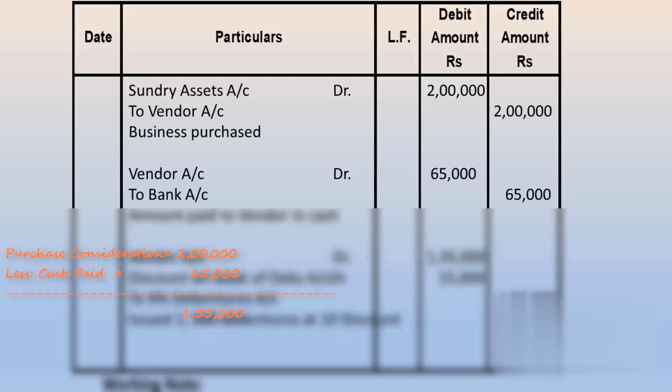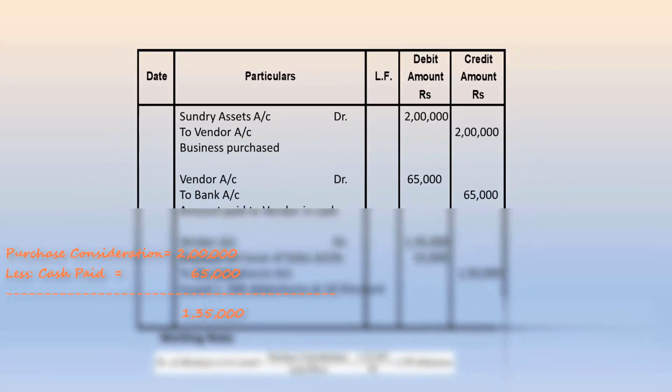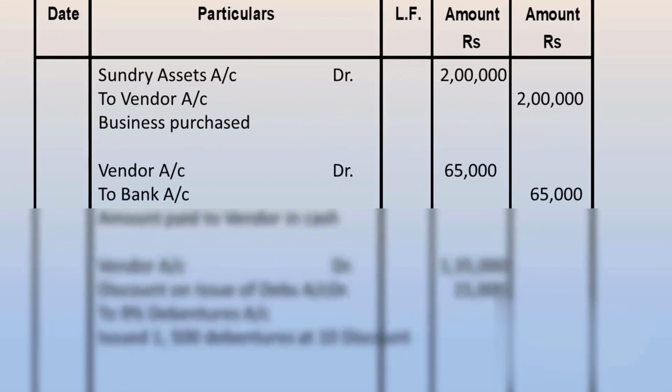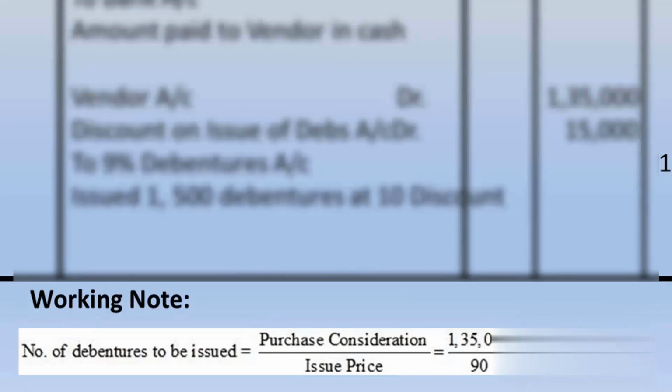They will have to issue debentures of a face value totaling to something more than 1.35 lakhs. Exactly how much? It is calculated in the working note. The issue price that the vendor is agreeing for is only rupees 90 for a debenture of face value of rupees 100. The difference being the discount of 10% decided upon.